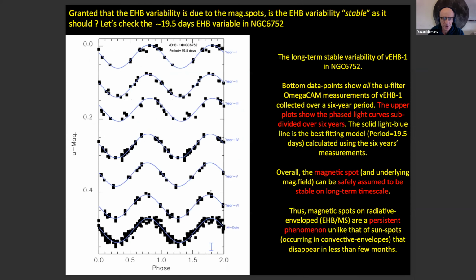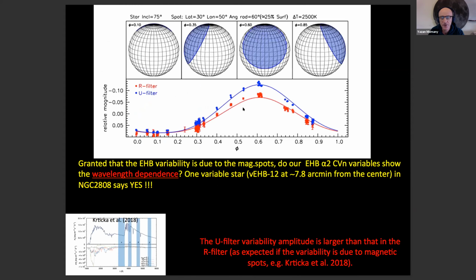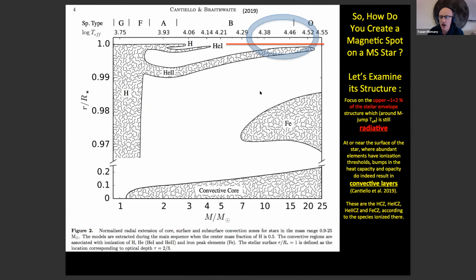So we did this exercise. This is 6 years of light curve data for one star that had a period of 19.5 days. Then we separated it into 6 years, independently, and we did not find any differences in amplitude or phase or anything. So this spot on this star is very stable on long time scales. The same thing for comparing the amplitude of the R filter with respect to the U filter, we did confirm also this wavelength dependence. So how do you create a magnetic spot in a chemically peculiar star?